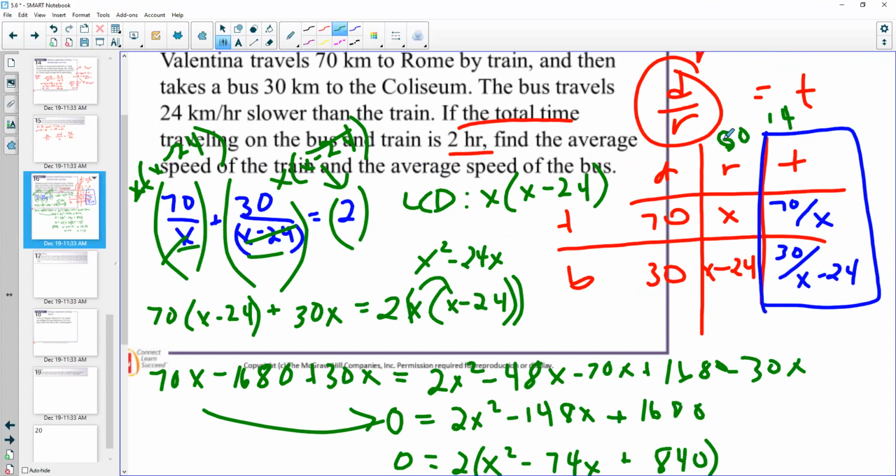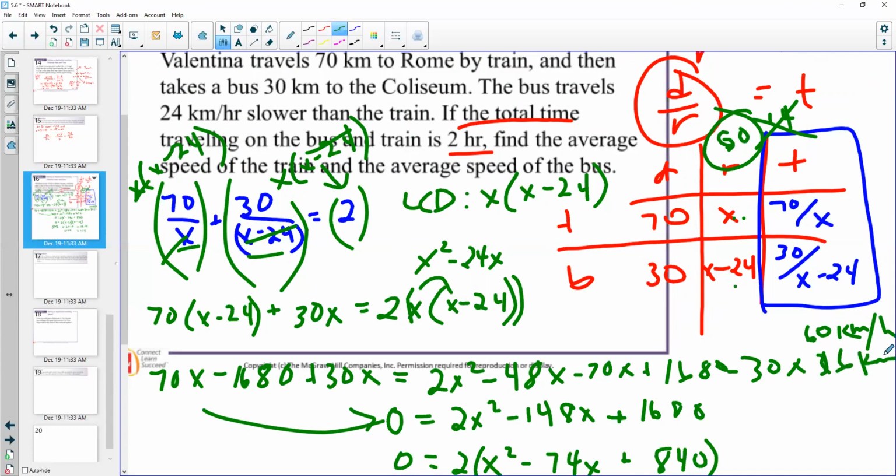Well, if it's 60, that makes this 60 and this 36. That works. If it's 14, it makes the train 14 and the bus negative 10 miles an hour. That's crazy. So it can't be 14. It's got to be 60. So her speed on the train is 60 kilometers per hour. Her speed on the bus is 60 minus 24, 36.